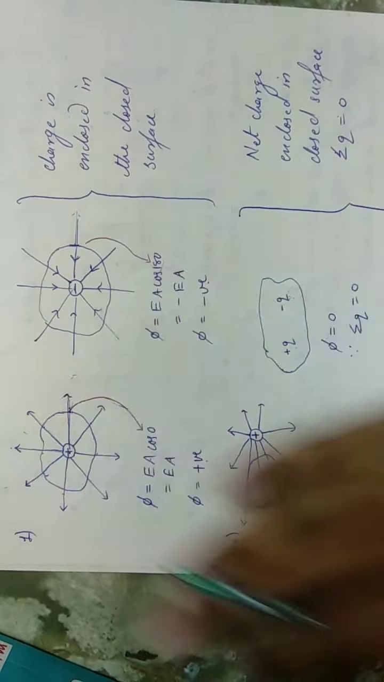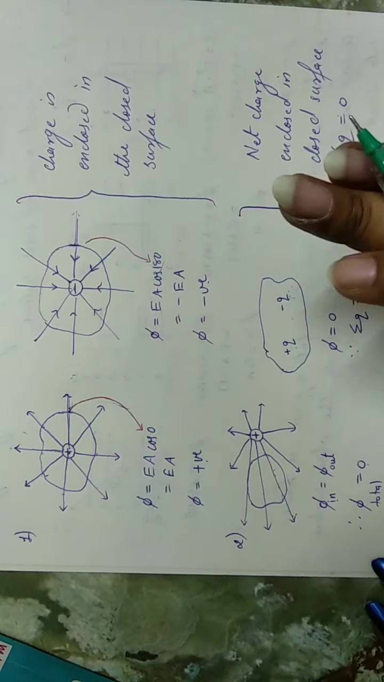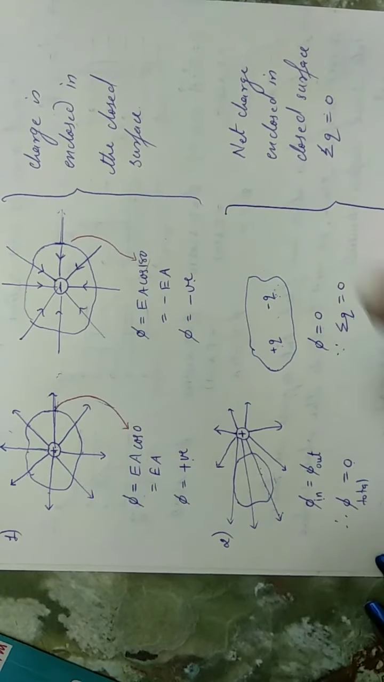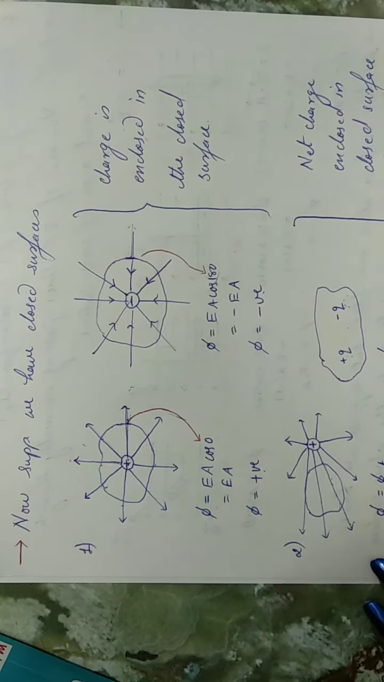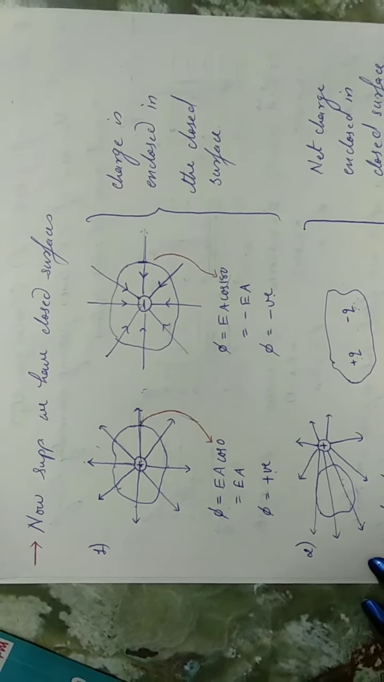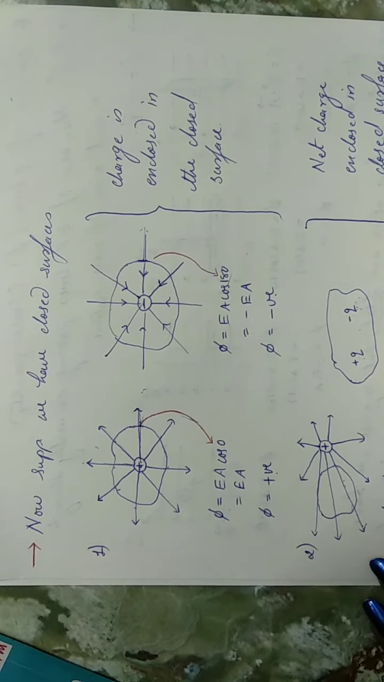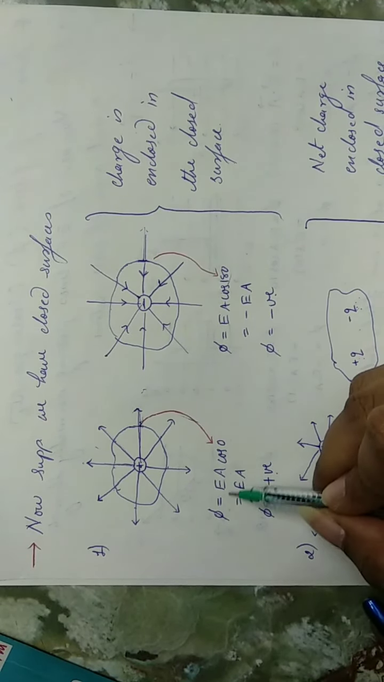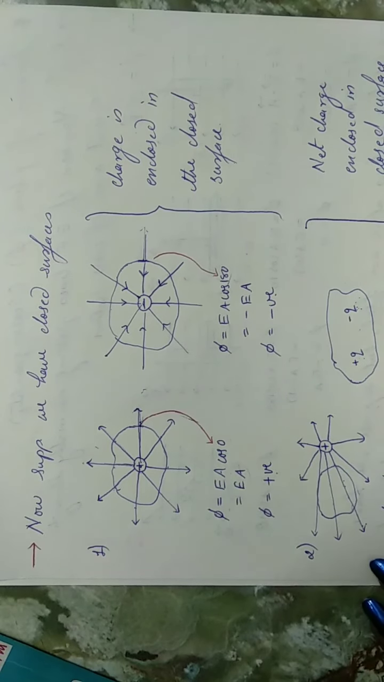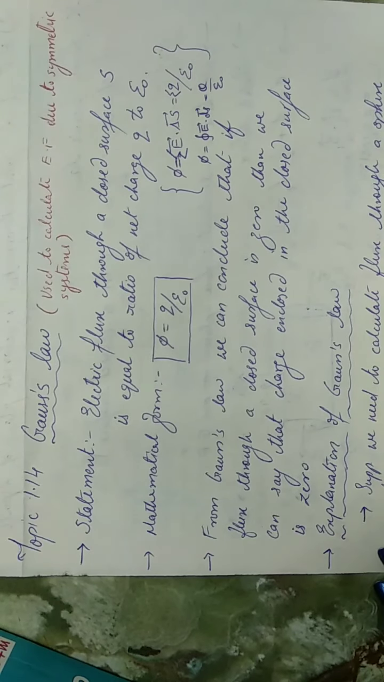So this was the case for closed surfaces. We were calculating flux passing through closed surfaces. Here no charge was enclosed, so the flux was 0, and here charge was enclosed. This is the formula for flux. But suppose I want to obtain the value of this flux, then I have to substitute the values here, and when I substitute the values in this equation, what I obtain is known as Gauss law. Okay, so now we'll see Gauss law.